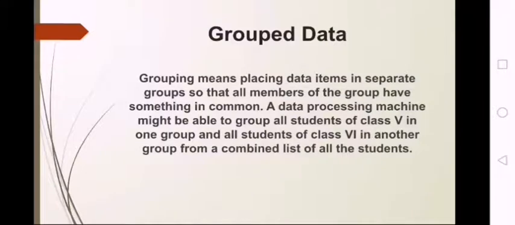Next is group data. Grouping means placing data items in separate groups so that all members of a group have something in common. A data processing system might be able to group all students of class 5 in one group and all the students of class 6 in another group from a combined list of all students. Group data helps us see how different items of data are related to each other.